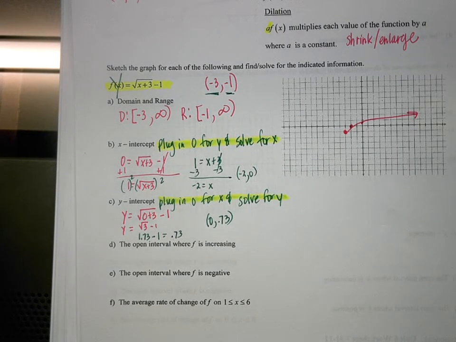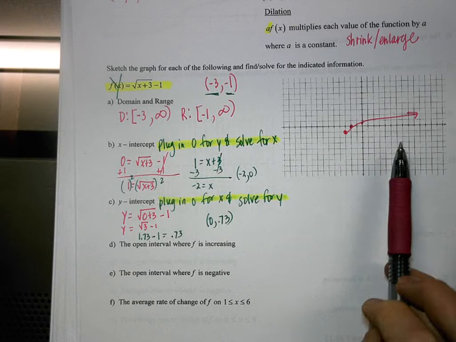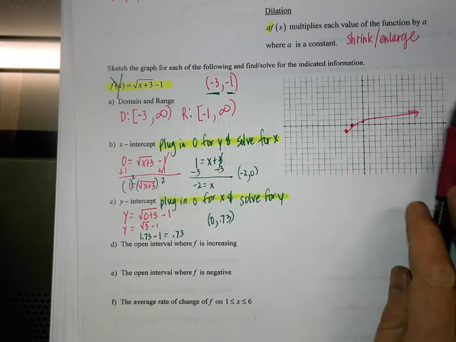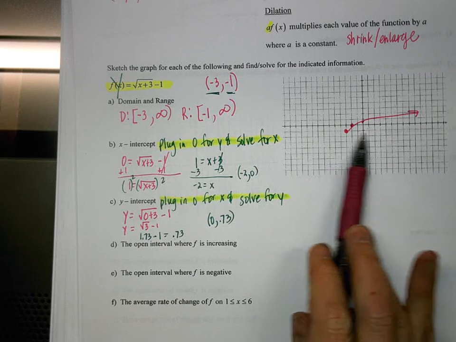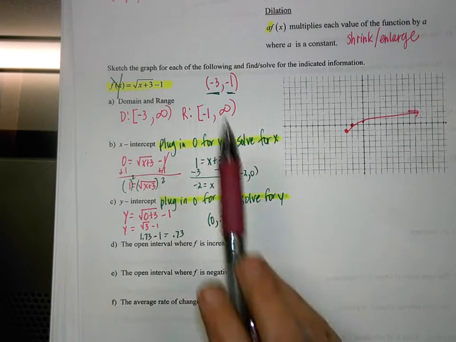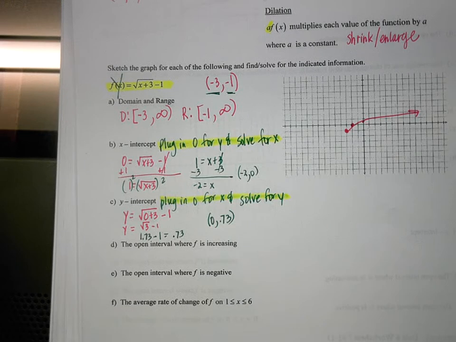Okay, so the next question now. So now we have our graph. This makes sense for our domain. Our domain is from -3 to positive infinity. Our range starts at -1 and it will keep increasing as it goes up and up and up. So we have our range. We found our x-intercept. We found our y-intercept.